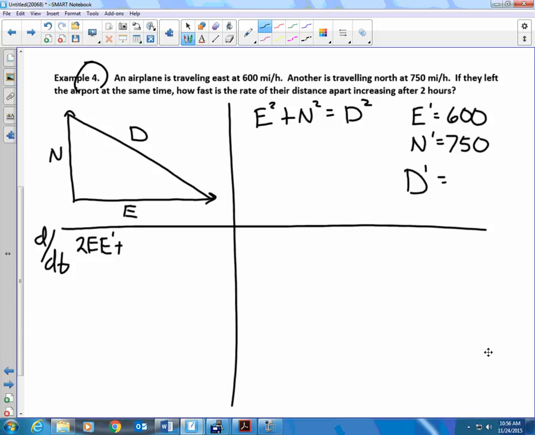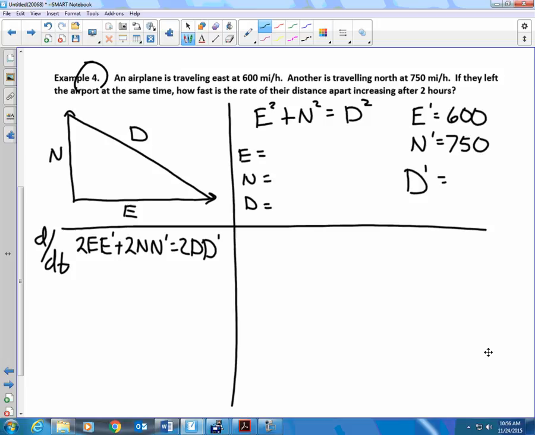Plus 2n n prime equals 2d d prime. Wow, there's 6 variables in there that I need to come up with. I am looking for d prime, and I know e prime and n prime, but what are the 3 things that I still need? e, n, and d, right? We still need those 3, don't we?